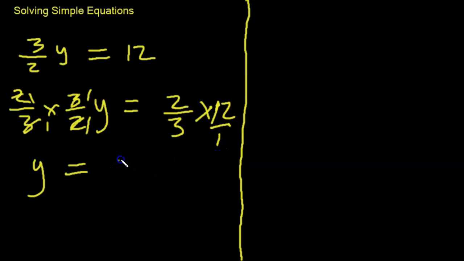So 2 times 12, that's 24. Remember how to multiply fractions, numerator times numerator, denominator times denominator, 3 times 1, 3. So y is equal to 24 divided by 3, which is 8.